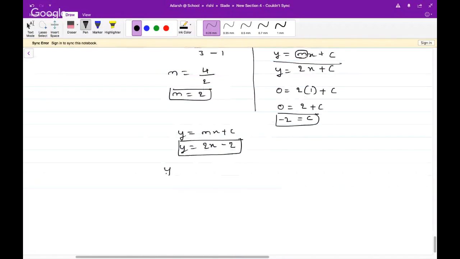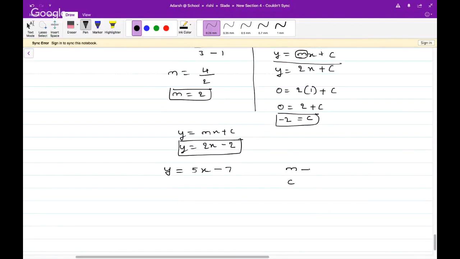If they give the equation of a straight line, y is equal to 5x minus 7, can you figure out the value of m and the value of c? The gradient is the coefficient of x. In this case m is 5, so the gradient is 5, and the y-intercept c is how much? Is it 7? No, it is negative 7. c is the constant term, so c is negative 7.